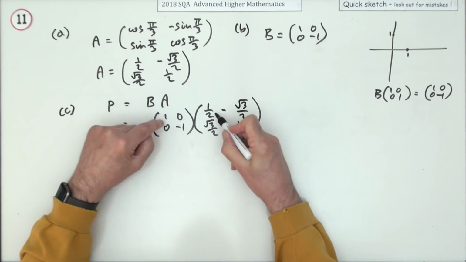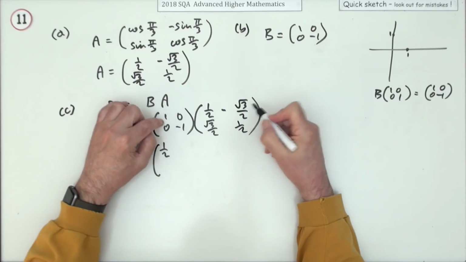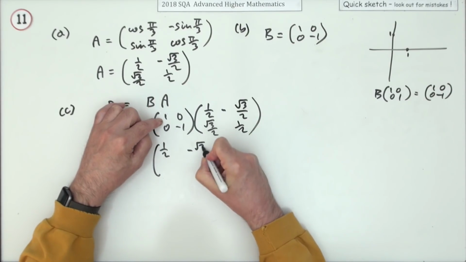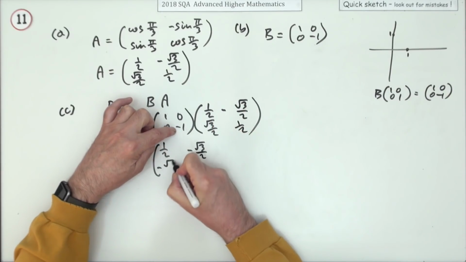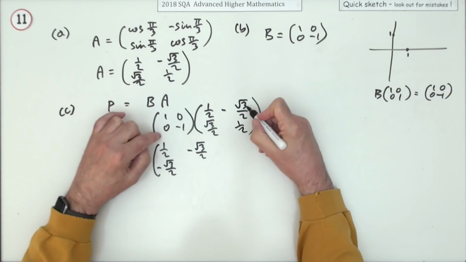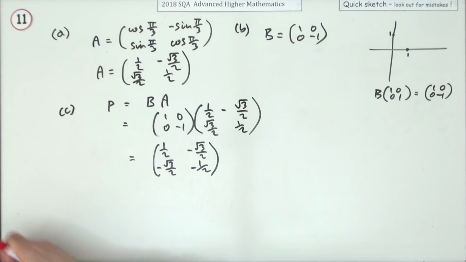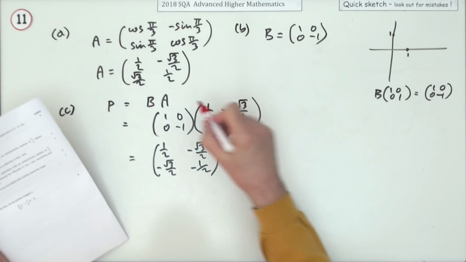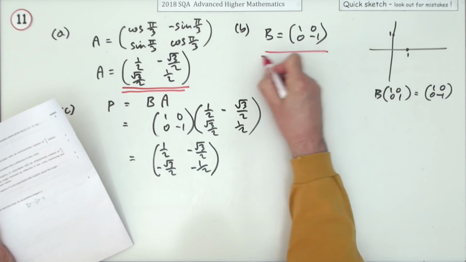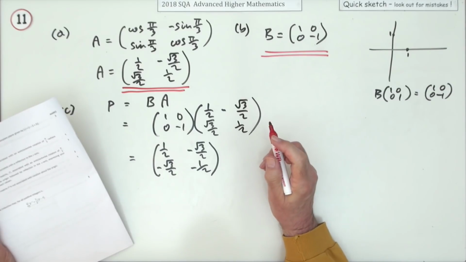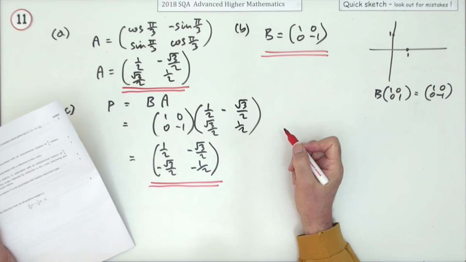So what is that? A half, and that's all. Negative root 3 upon 2, and that's all. Nothing. Negative root 3 upon 2, negative a half. Now so far that's 4 marks, isn't it? Yeah. Get matrix A, get matrix B, remember you might even have remembered that. Find that composition of transformations there.